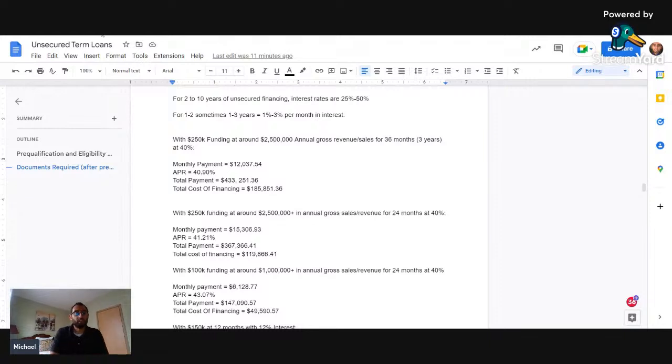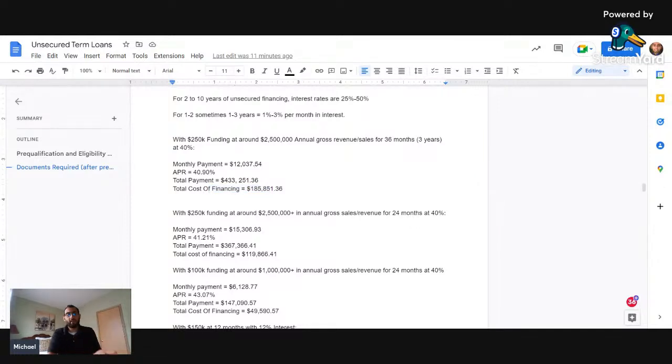So at 40%, and we're saying 40% interest there. And again, that's an ideal situation where you would be getting approved between 1% and 3%. And at 3 years, you didn't have 12% or you didn't have that 1%. So we looked at it a little bit different. So you're seeing a monthly payment of $12,037.54. APR 40%, about 41%. Total payment $433,000 plus. Total cost of financing $185,000 plus.